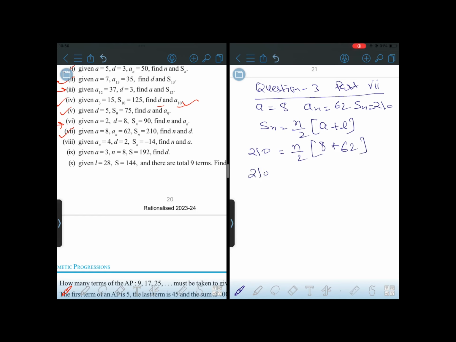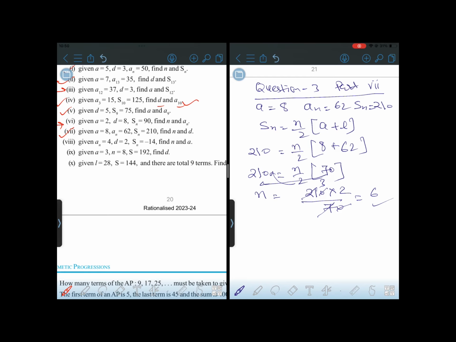So that gives us 210 is equal to n upon 2 into 70. So now the value of n will be 210. This 2 goes here, and this 70 comes in the denominator. So now we can cancel. 7 3 21. Answer is 6. So we have got the value of n.